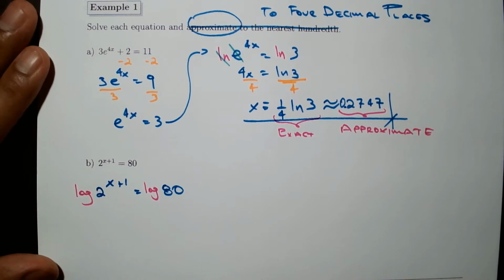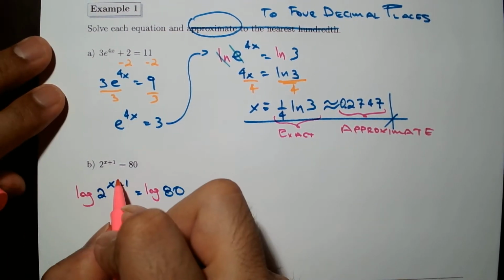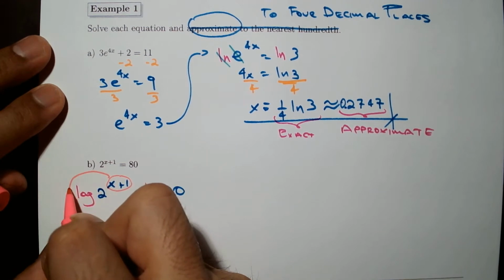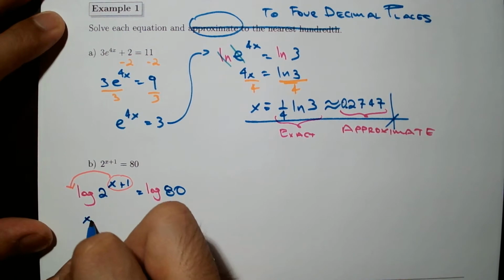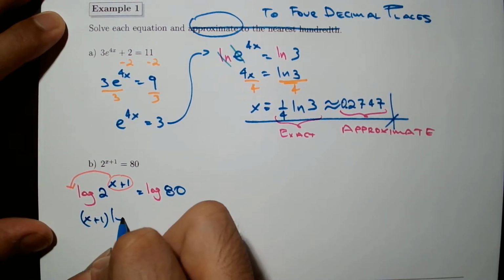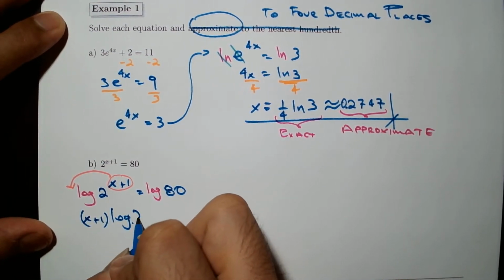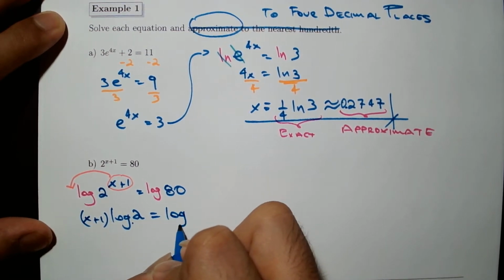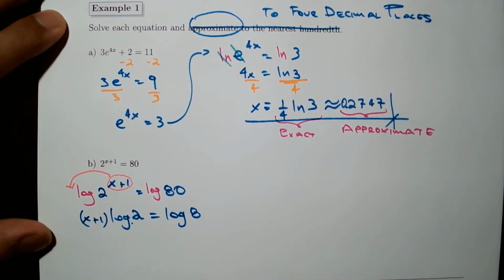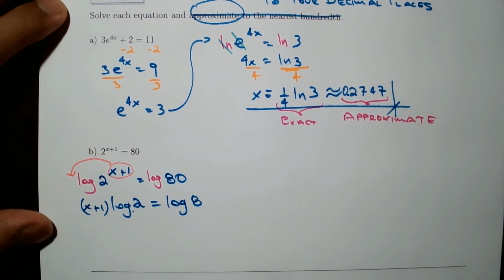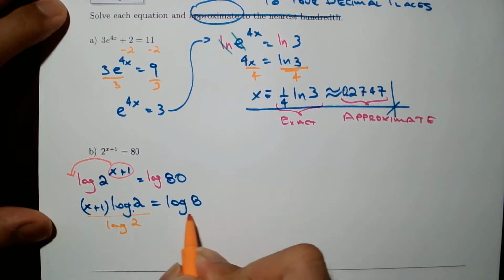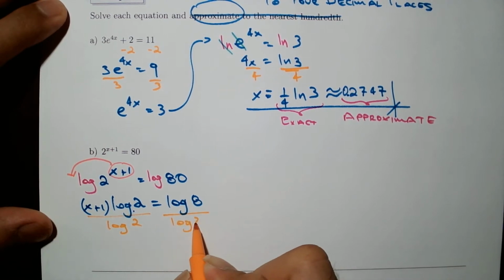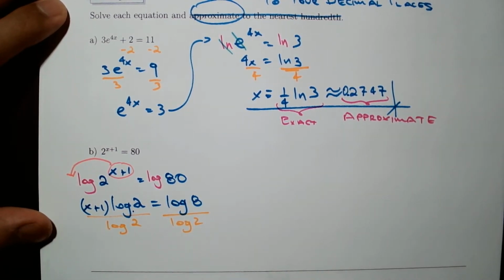And then what I am going to do here is I will have this exponent of the 2 smack down. All right, smack down that x plus 1 times log of 2 equals log of 80. All right. So the next move is to divide both sides by log of 2. Log of 2, not log base 2, log of 2.